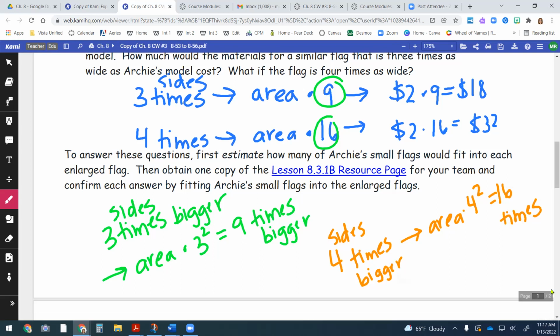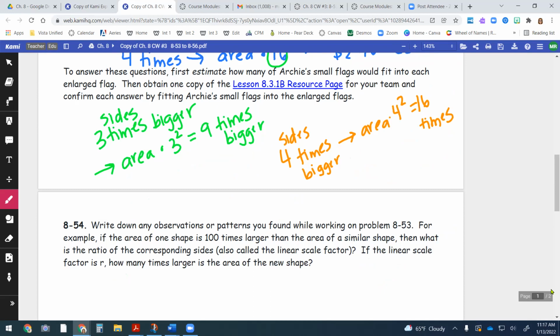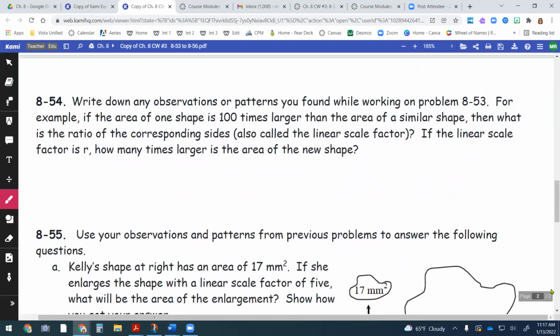Okay, now I'm just going to talk about some of the problems on the next page as a reference for you guys who might be out. But again, we just did up through 53.